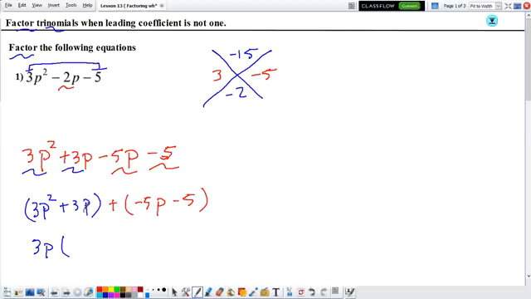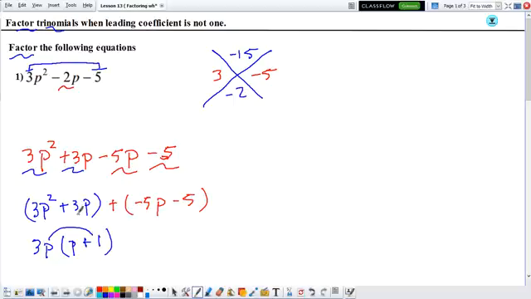What's the greatest variable that they have in common? P, so I take out a p. So the greatest common factor is 3p. So what do we have left? We have p plus 1, because if you multiply 3p times p, you get 3p squared, so I know we're good.